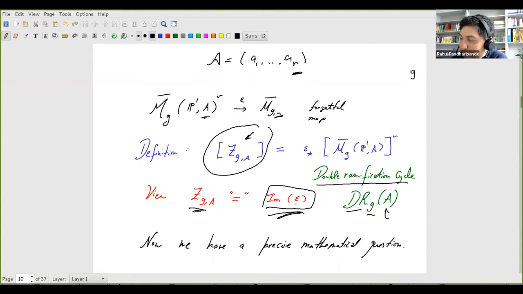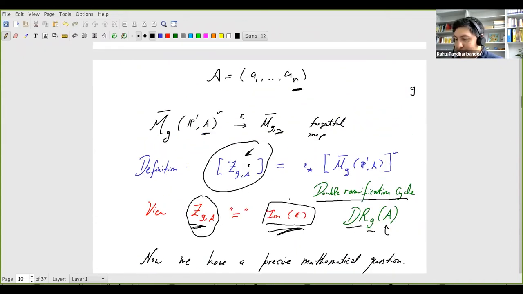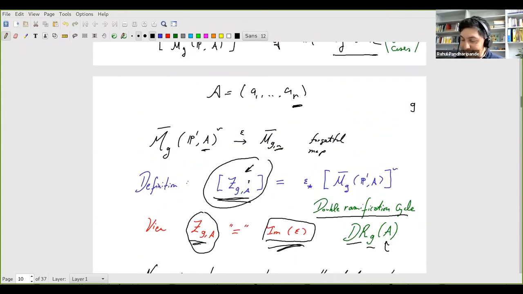So maybe the right way to think about this is that set-theoretically, the cycle should be more or less this image, and the actual answer is supported on that image, but in some slightly interesting way. But this gives a precise mathematical question, which is precisely to calculate this class. So that's the first question.